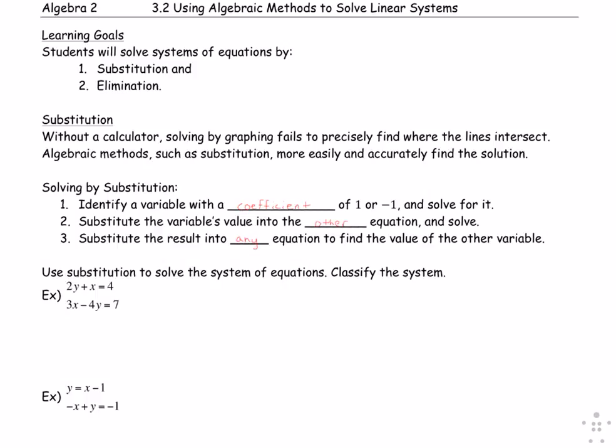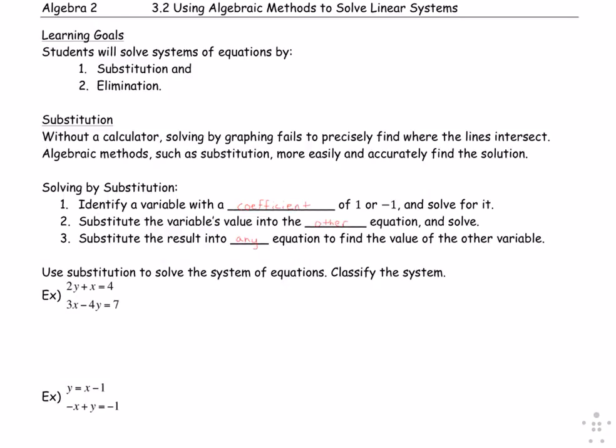So back to the steps for solving. After you find and isolate that variable with a coefficient of 1 or negative 1, you substitute its value into the other equation. What that does is fuse the two equations algebraically, mimicking that overlap nature of the graph. Always keep the visual in mind of what's going on behind the scenes with the algebra. Lastly, you substitute the result into any of the original equations of your system to find the value of the other variable and write your answer as an ordered pair.